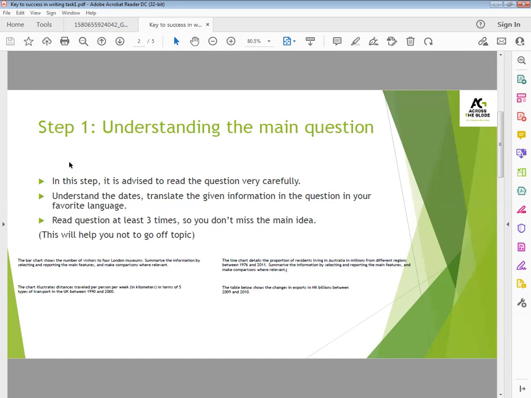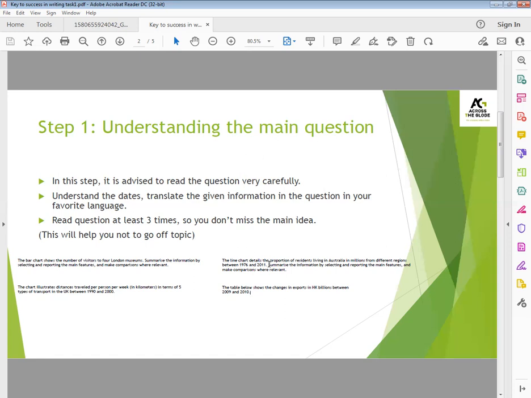So the first step involves reading the question very carefully. Read it 2 times, 3 times, 4 times at times, if you don't understand it, because understanding the question is the key to success. Keep that in mind. If you know what is given, what it is about, and what the time limit given for the data is, you will definitely master your writing. So first step, understand the main question.